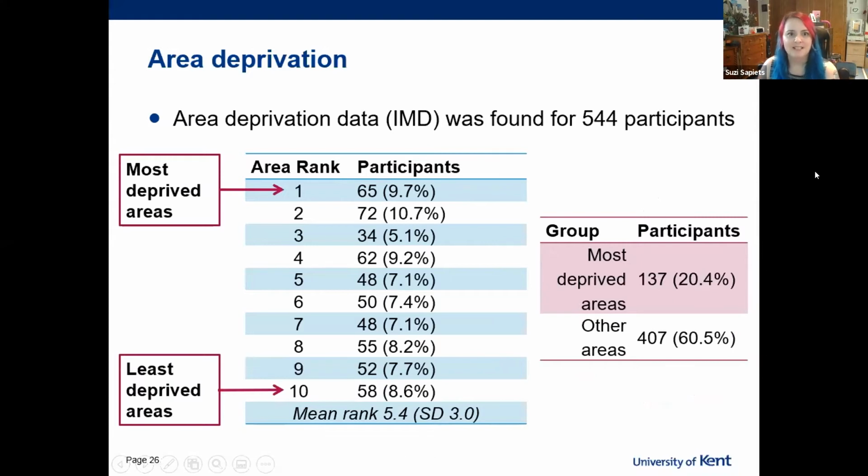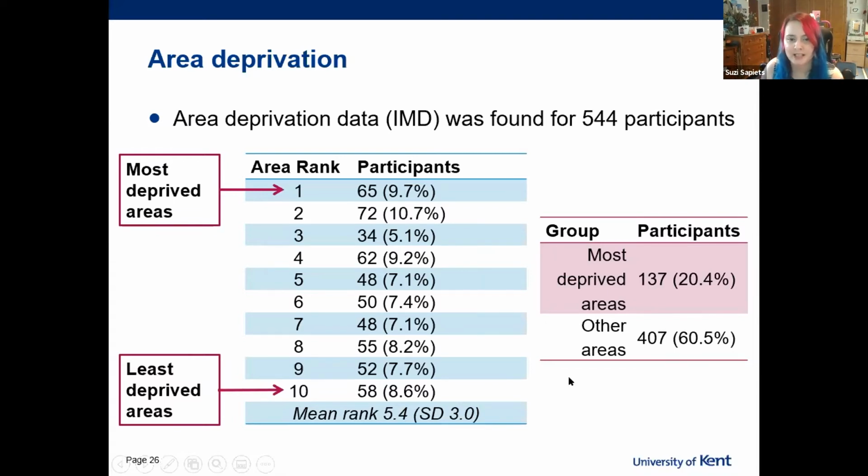Okay, so this is the area deprivation data for participants in the study. So we're able to link the IMD data for 544 participants, which was 80% of the overall sample. And as you can see from this table in blue, there was range across the decile ranks all the way from 1 to 10. And 1, again, indicates the most deprived areas, and 10 indicates the least deprived areas. And there was between 5 and 10% across these different groups.